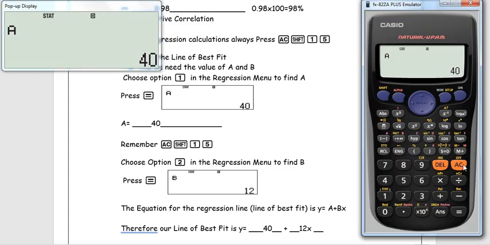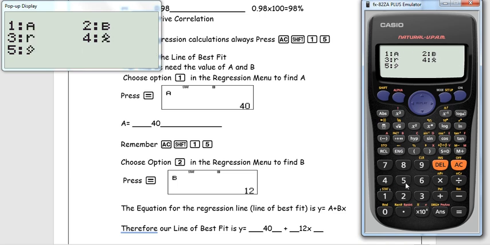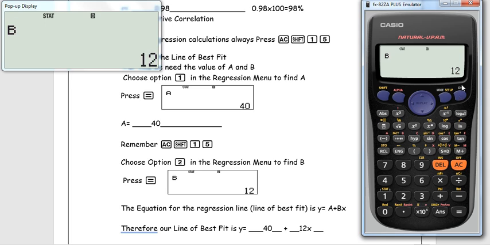Let's now work out our B value. In order to do this, AC, shift, and 1. We want regression, option 5. And we are wanting our B value, so we are going to select option number 2 in our regression menu. Option number 2 brings up our B. All we are going to do, press equals, and B equals 12.